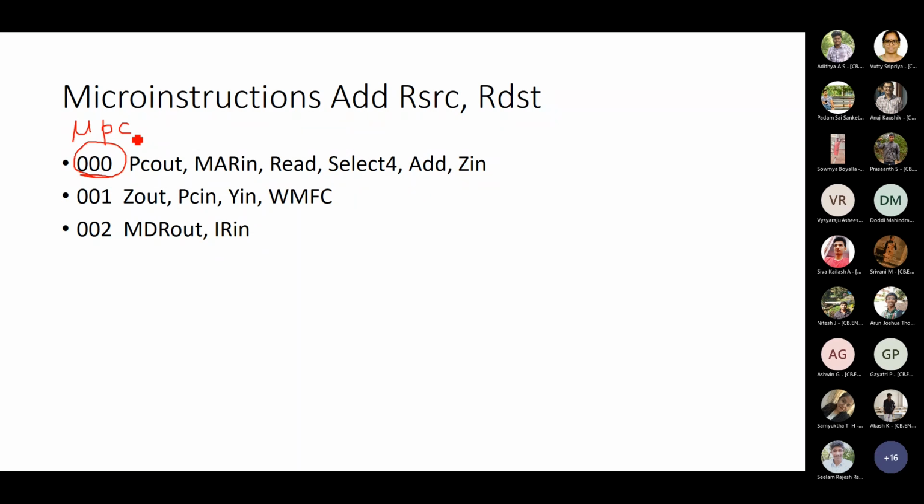So first 3 address locations are common. Can anybody tell me what should be there in the next address location? Now we are going to execute. I will start with the first example, add R1. Example that we are going to take is add R1, R2. By looking at the instruction itself, you should be able to understand what addressing mode it is. Which addressing mode? This is which addressing mode?